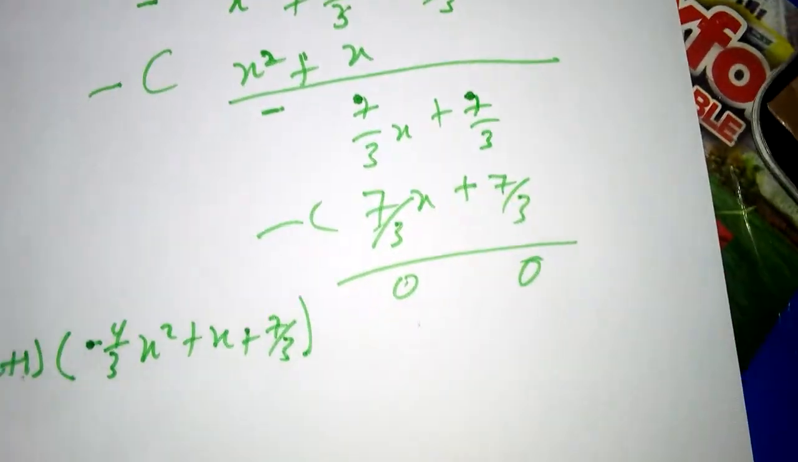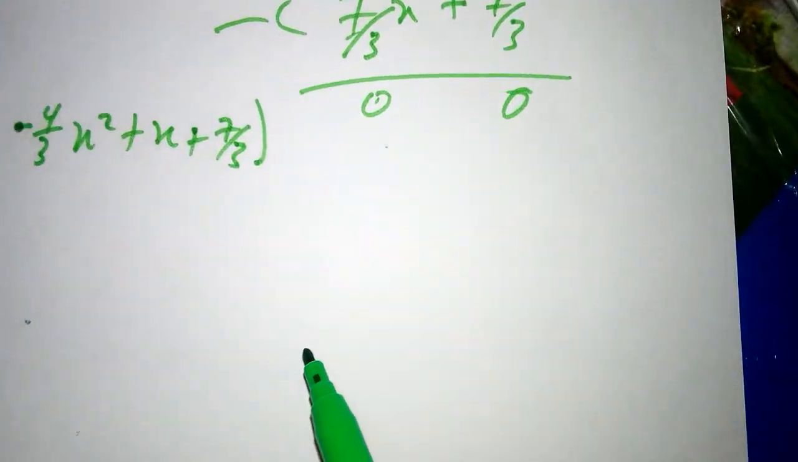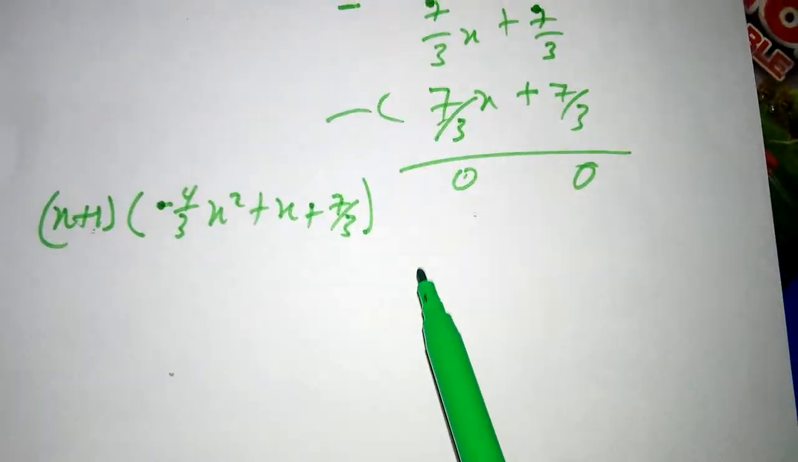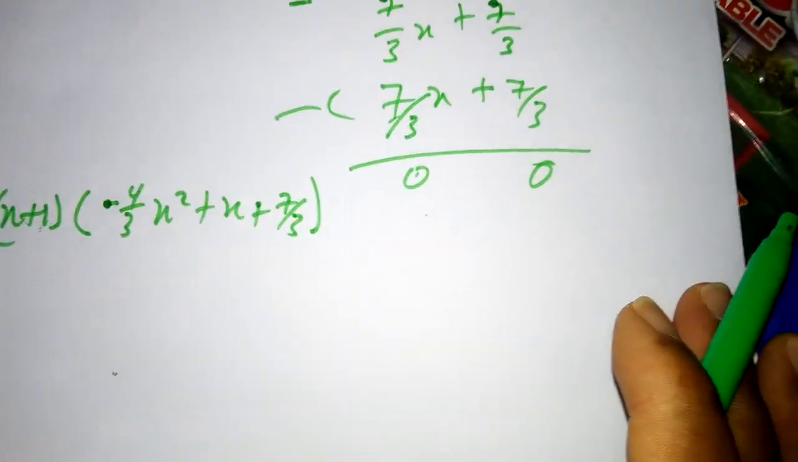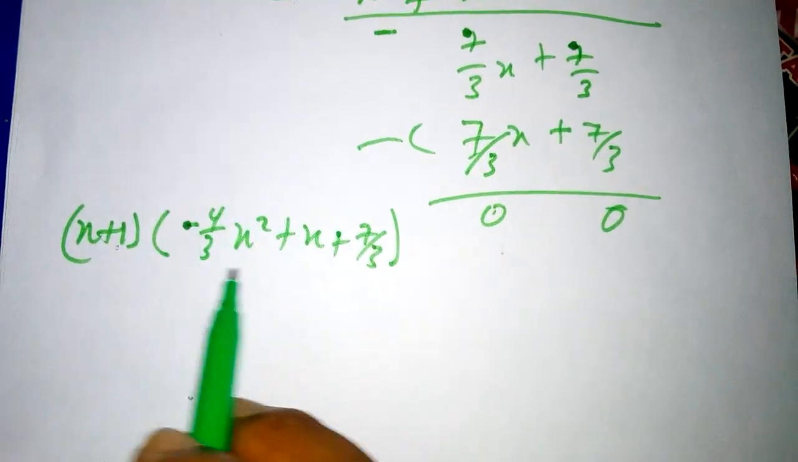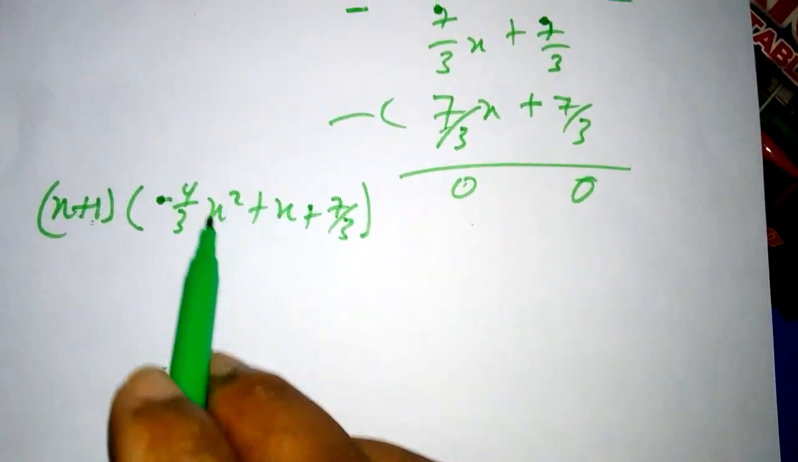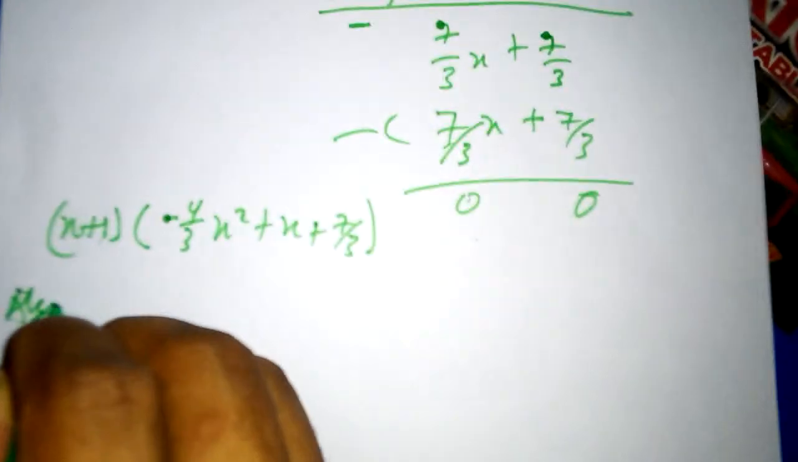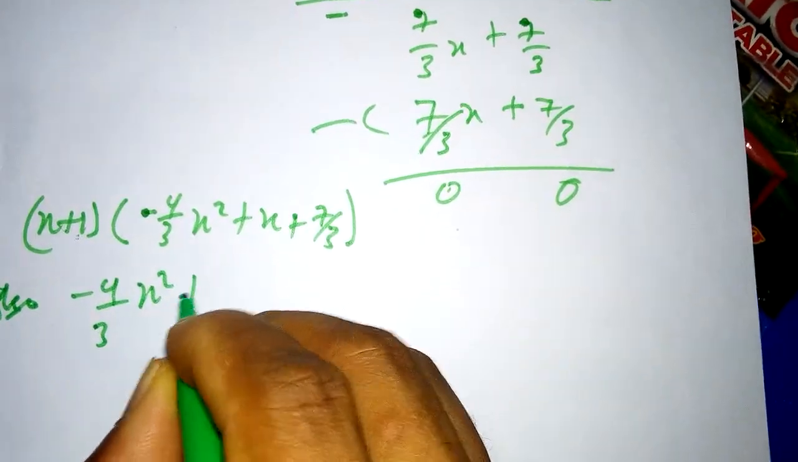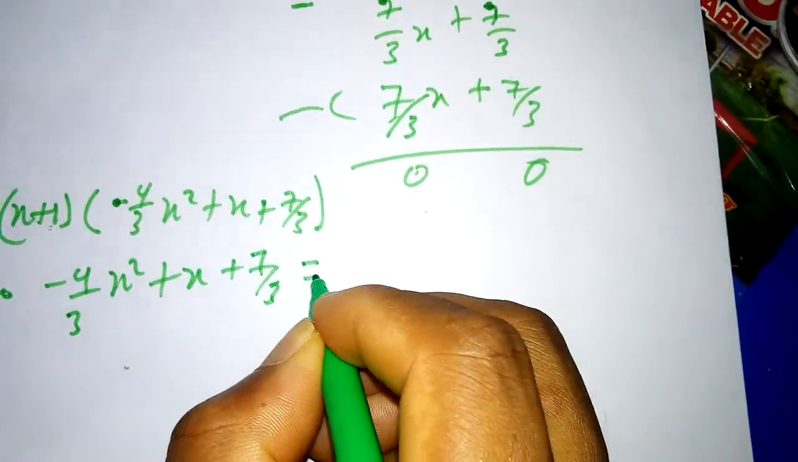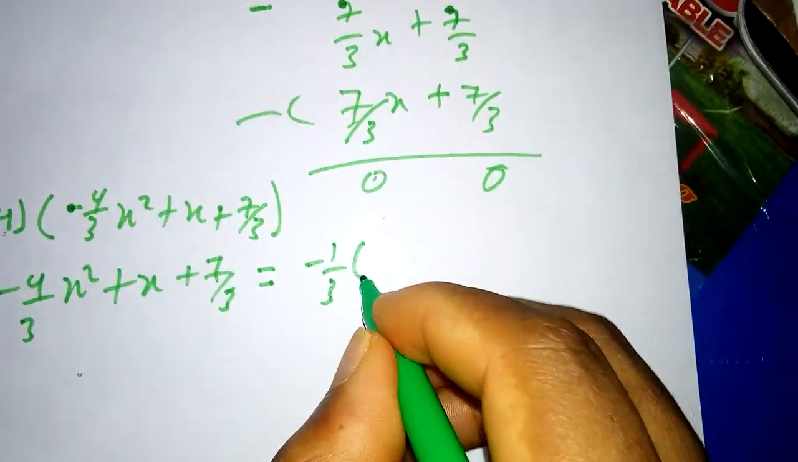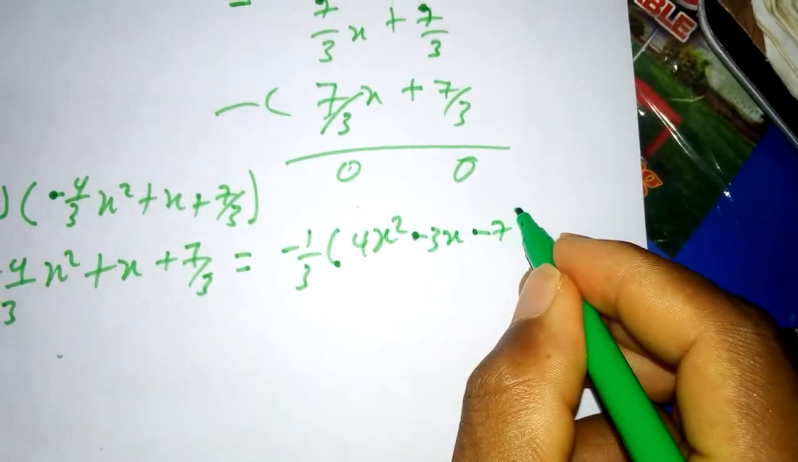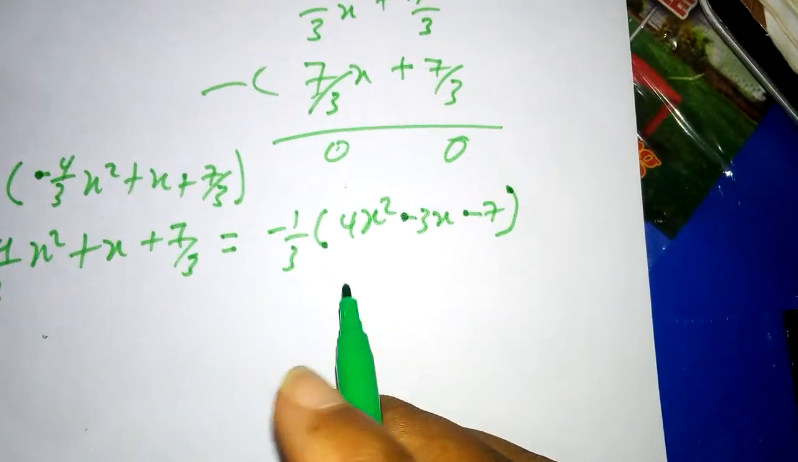Alright, so what do we do now? We solve for this equation. We are looking for our factors, so we just simplify, then we get our factors from this. So now let's just take this one and simplify. Since this one is already there, let's take this one and try to see how we can simplify only this one. So minus 4 over 3 x squared plus x plus 7 over 3 is the same thing as saying minus 1 over 3 bracket 4x squared minus 3x minus 7. So we only factor minus 1 over 3 out.